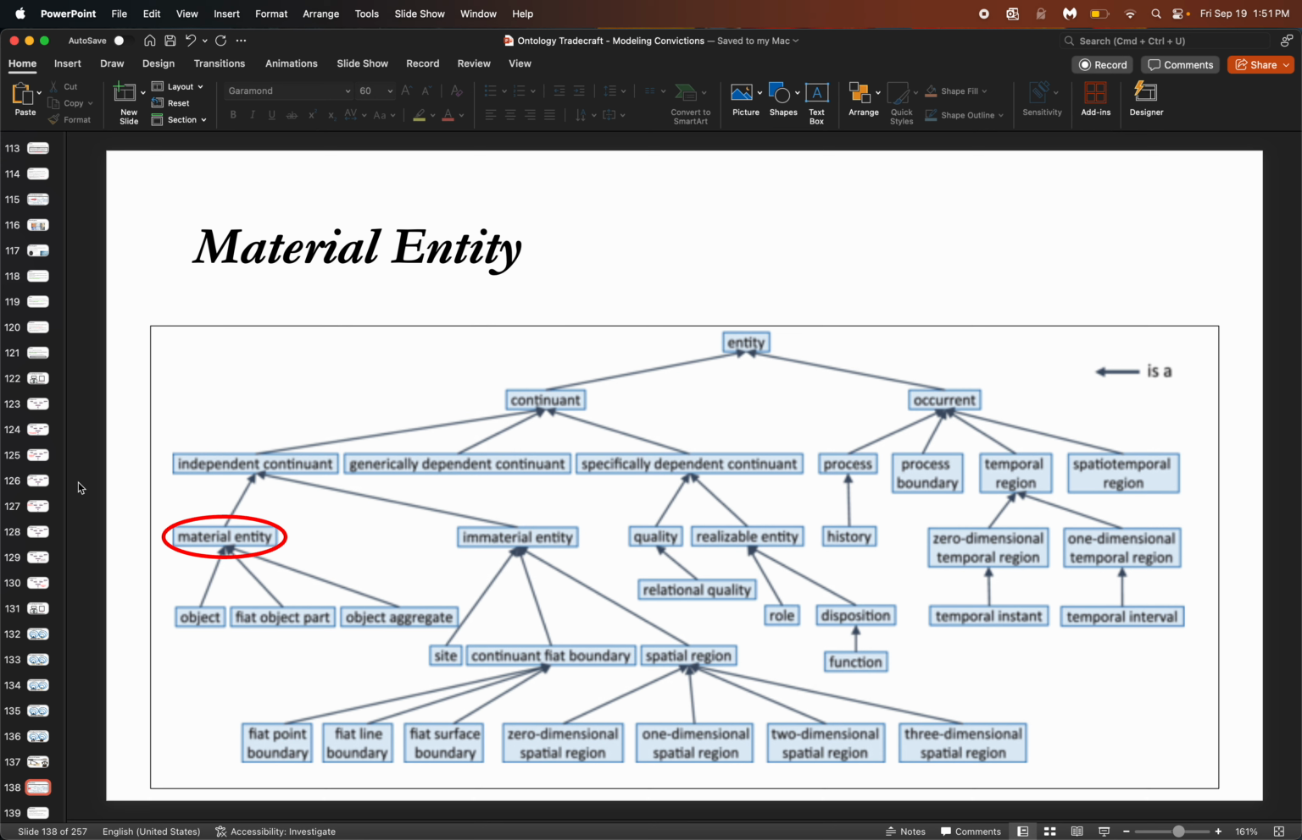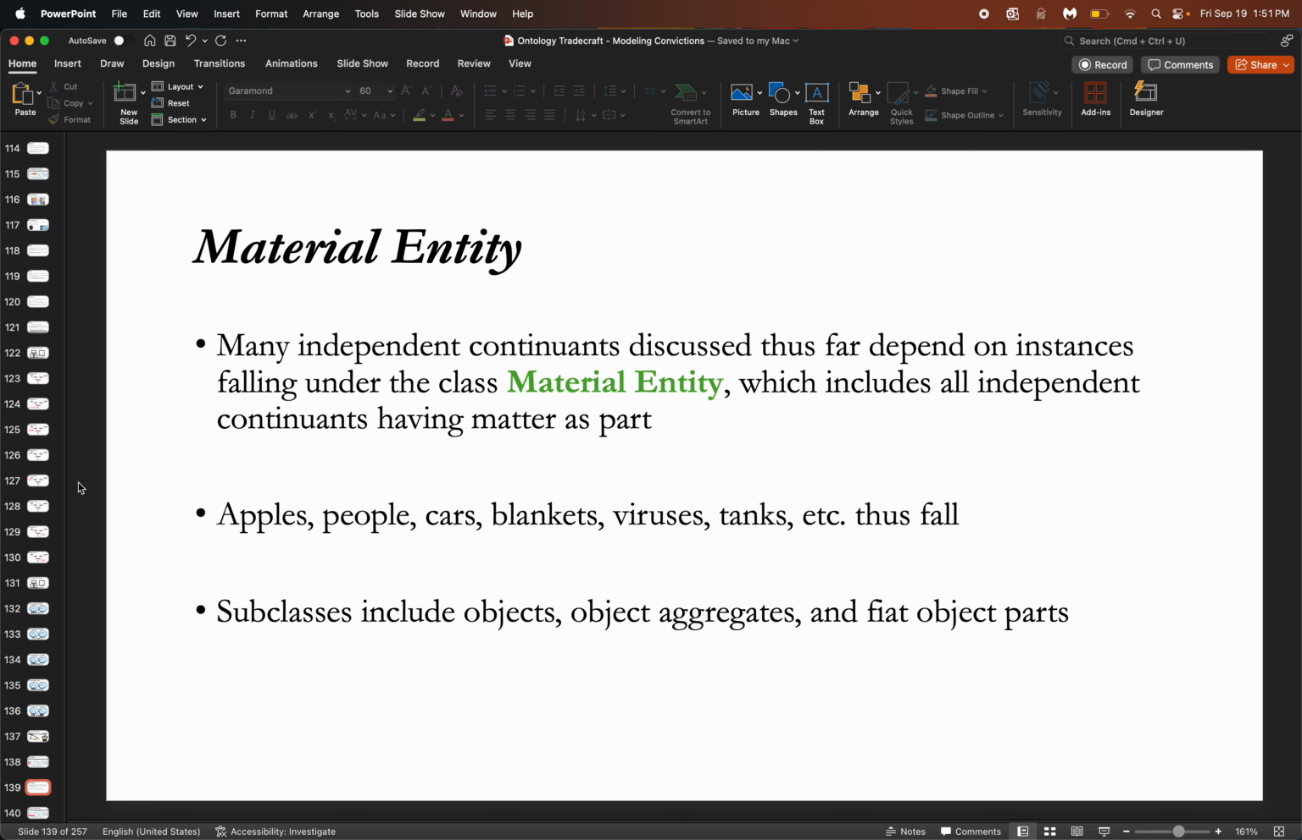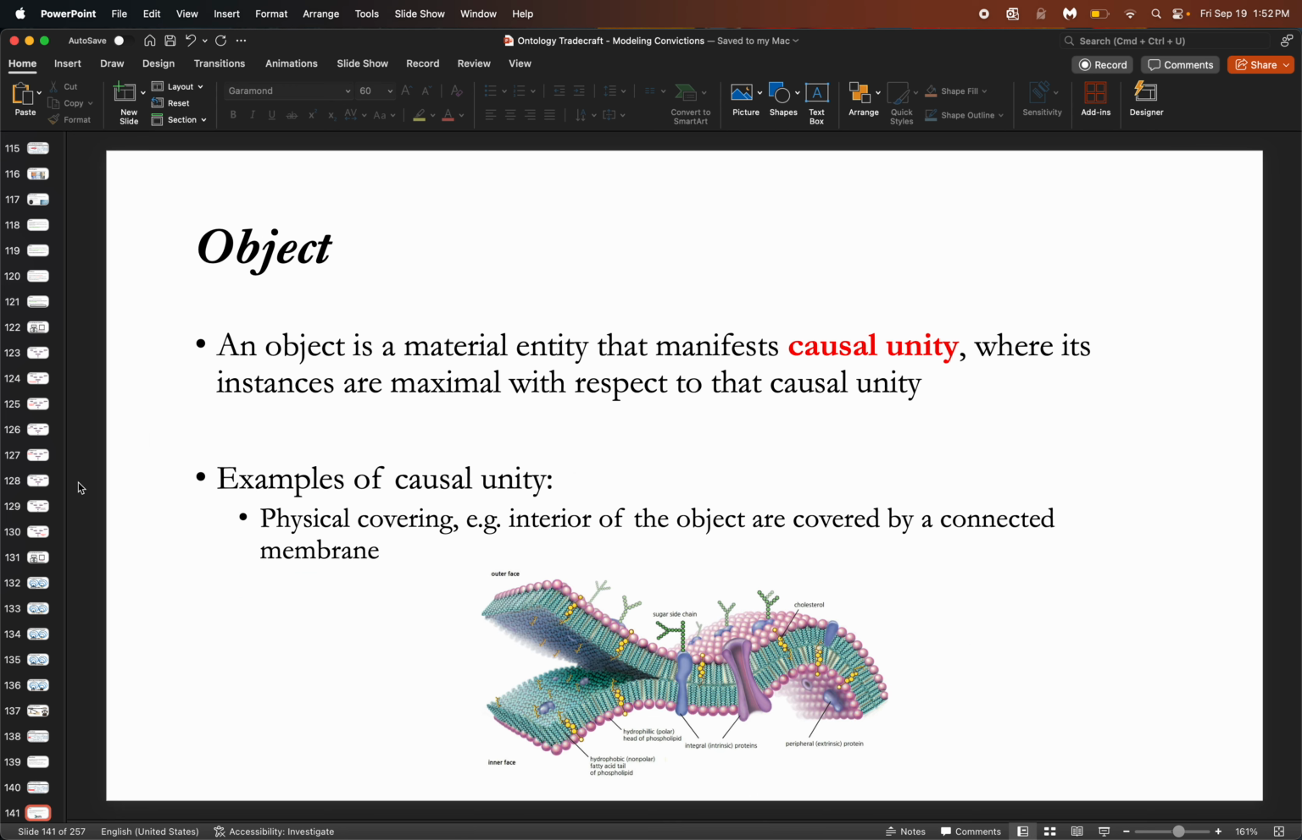Now, I've mentioned in passing material entities as I was moving through these dependent things, and material entities are independent continuants. They don't depend on anything for their existence, but they're certainly an important class. Many of the examples that we just talked about fall under material entity. These are just independent continuants that have matter as parts. So like you, me, apples, cars, blankets, and there are subclasses of material entity like objects, object aggregates, and fiat object parts worth discussing. We see those right here.